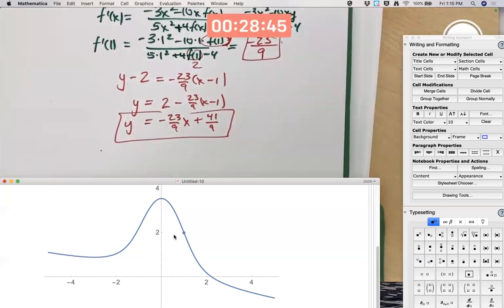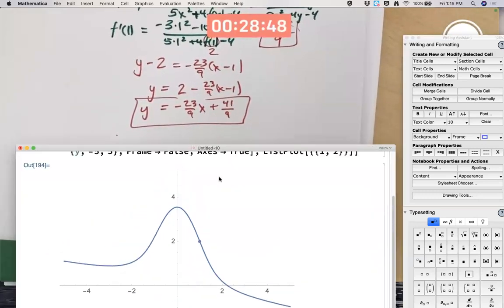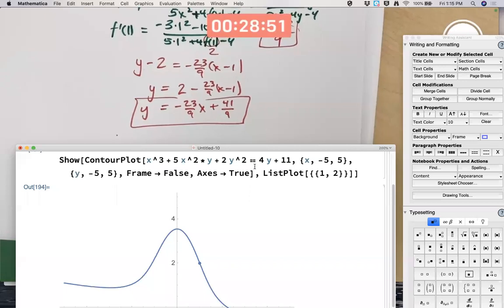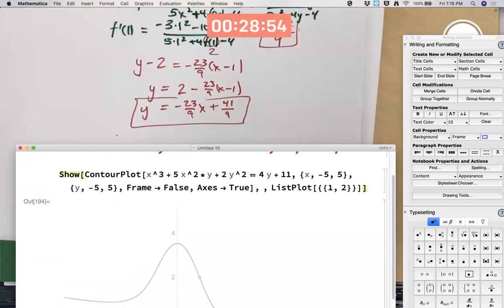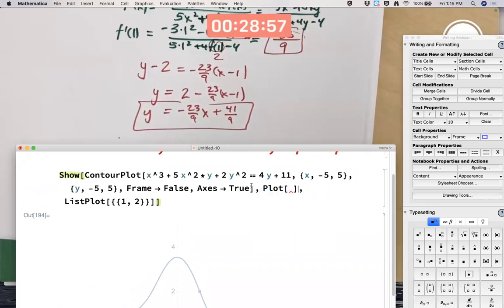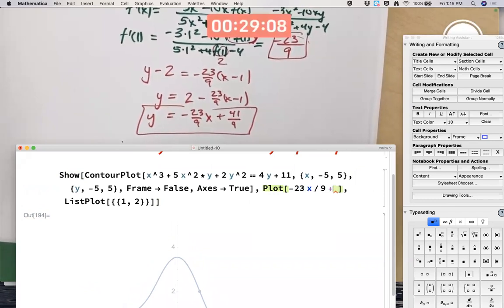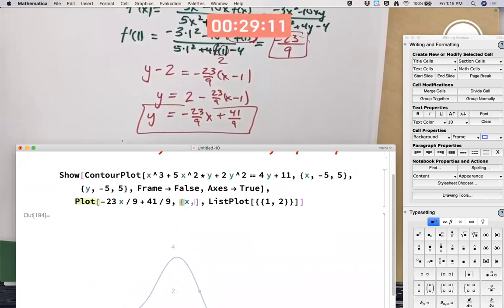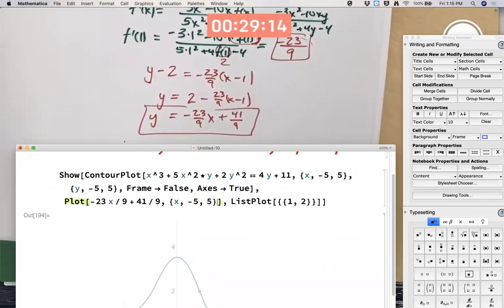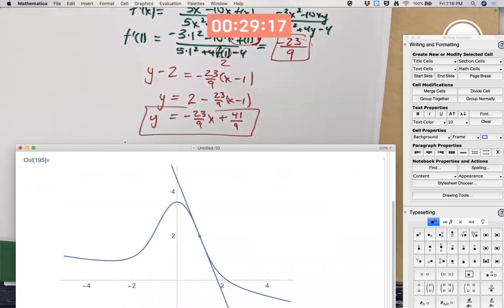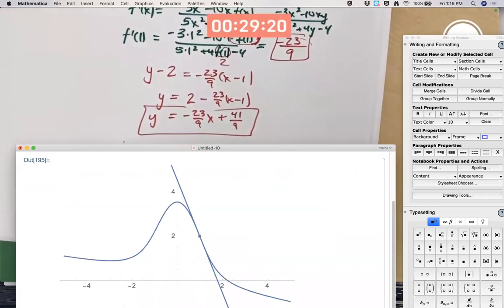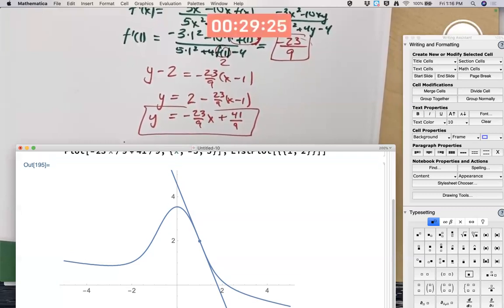Let's add it to this graph and see that it looks right. I'll use Show here, and maybe right there I can put a Plot. Plot plots regular functions, we've seen that before. I added a comma in there. Plot this function, negative 23x over 9 plus 41 over 9, x going between negative 5 and 5, though I could use a smaller window. There we have it. There's the tangent line. Looks about right, doesn't it? In fact, it is exactly right. That is the tangent line at that point.